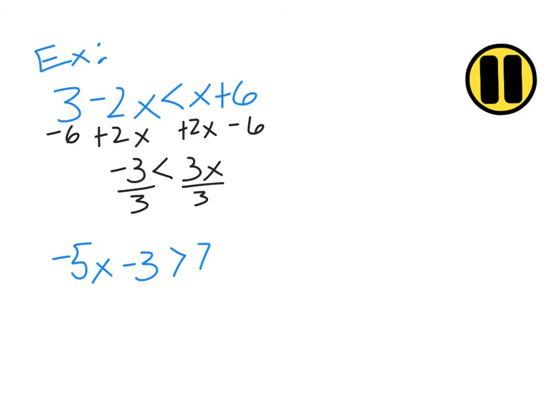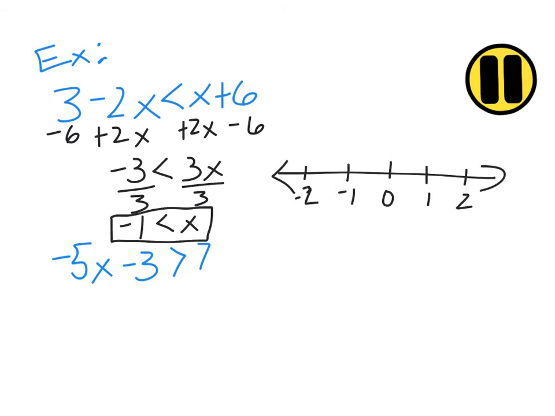Now I'm going to divide by 3. I still don't flip because I divided by a positive number. Even though I'm getting a negative result over here, I divided by a positive number. So I'm good to go. I throw it on a number line. And I've written this backwards, but negative 1 is less than x means x is greater than negative 1, reading it backwards. So then open dot, greater than negative 1.